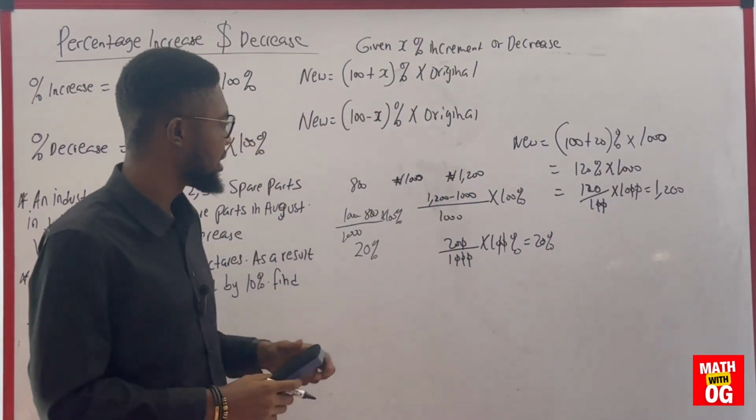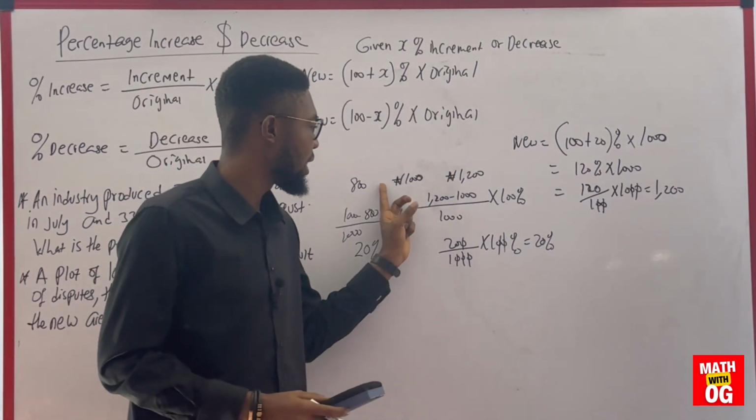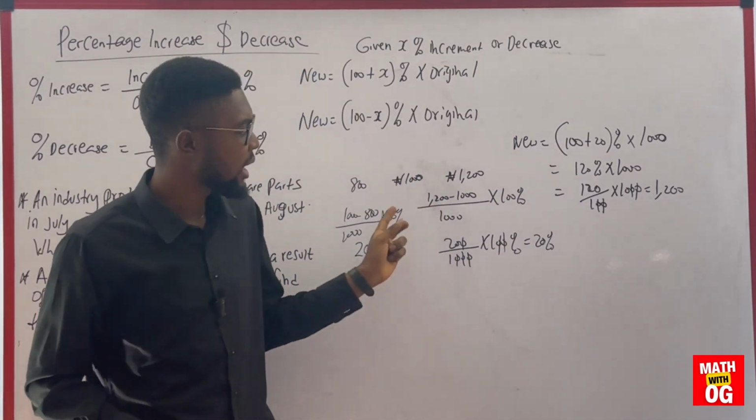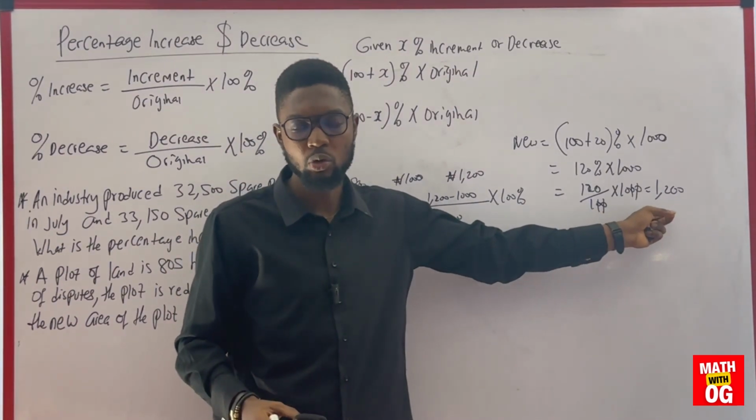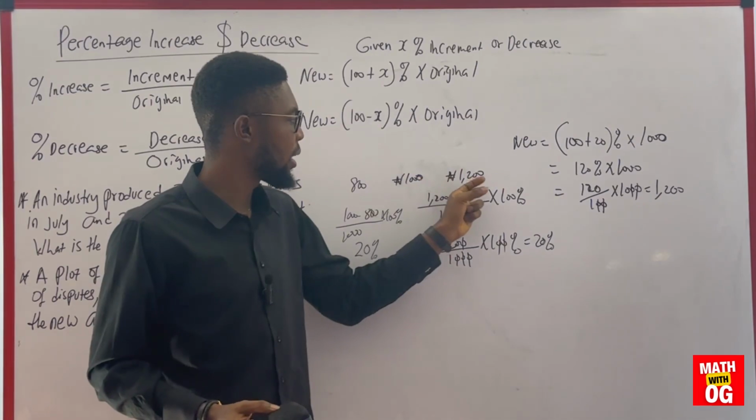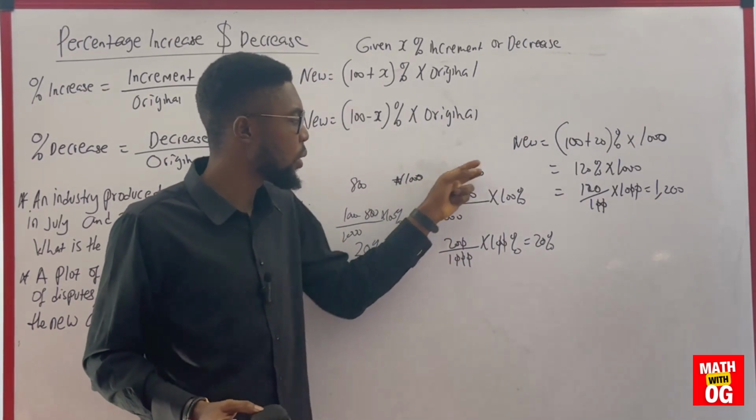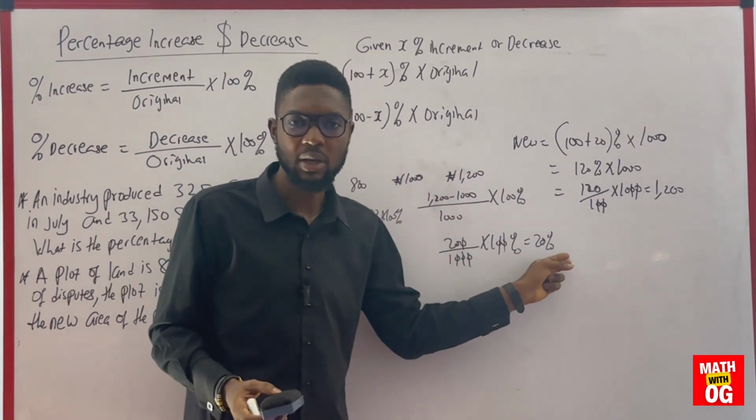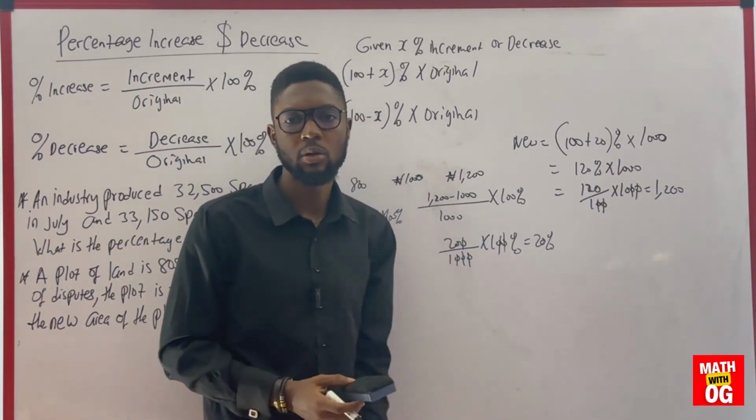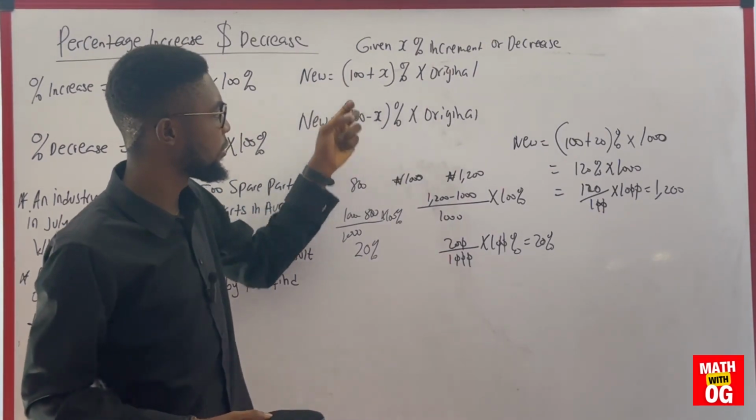So as you can see, we are now told that we're increasing salary by 20%, and you see that the new salary is 1,200. Same thing that we got here. If my salary was increased to 1,200, it was a 20% increase. So if I increase 1,000 by 20%, my new salary will be 1,200. So that's that for this formula.